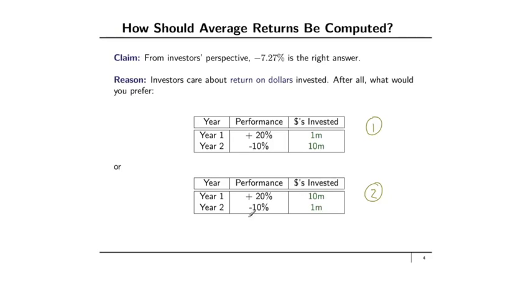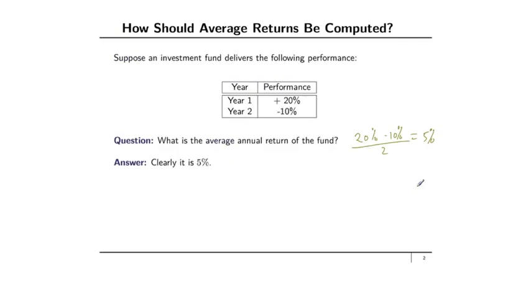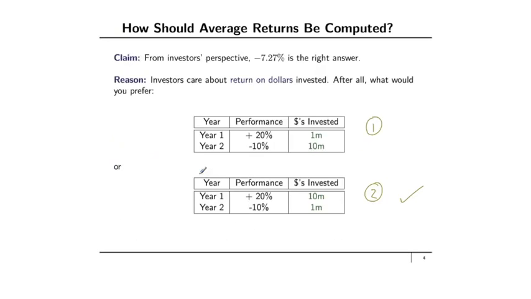Well, I think investors in aggregate would far prefer to be investing in this situation here, because this is what will happen to their dollars. Investors care about dollars invested. What's going to happen to their dollars? They don't necessarily care about an average annual return of 5%, if in years where the returns were very high, they didn't have any dollars invested, and in years in which returns were very low, they had lots of dollars invested. So what they care about is the return on their dollar.